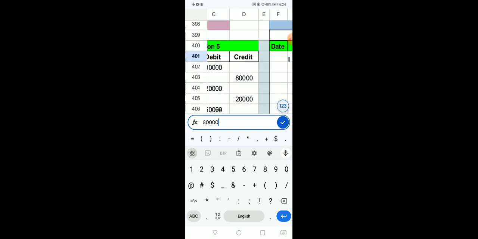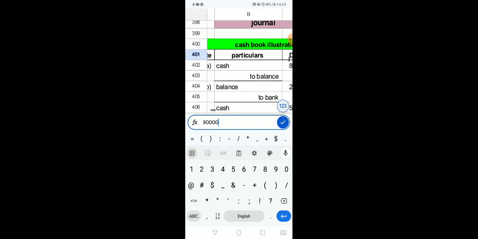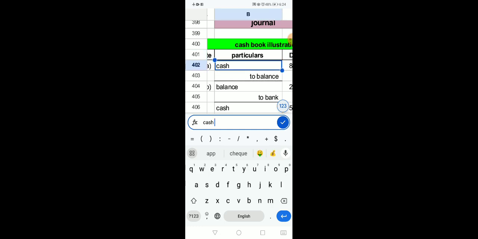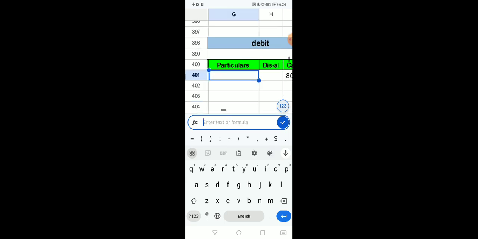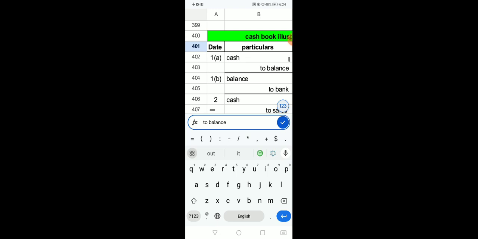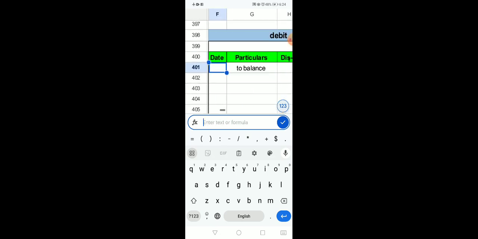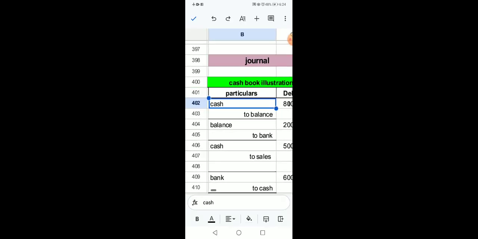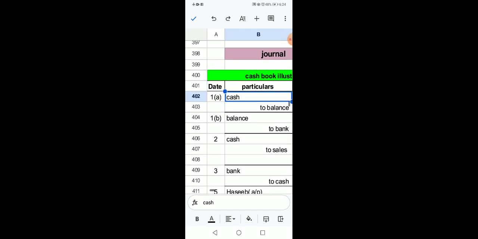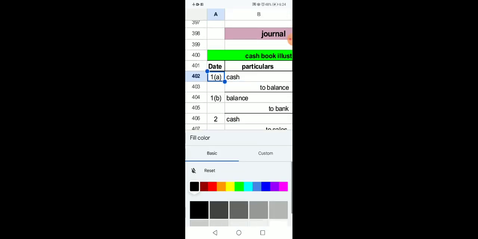After writing the amount, see the reference. Reference means whatever is written on the opposite side. Cash was debited, and what is written on the opposite side? To balance. So you will write To Balance in the particular column. Now mention the date, which is 1A. So you will write 1A in the date column. In this way, the entry has been completed, as there was only one element which was required to be posted. 1A is completed. Mark it as done.